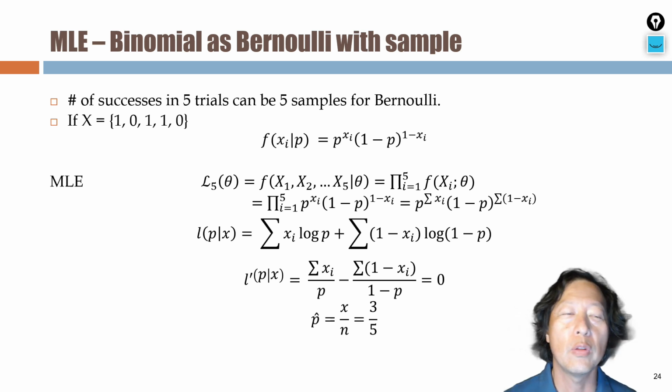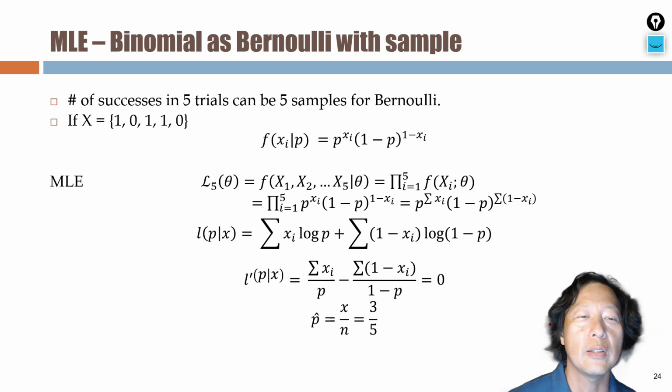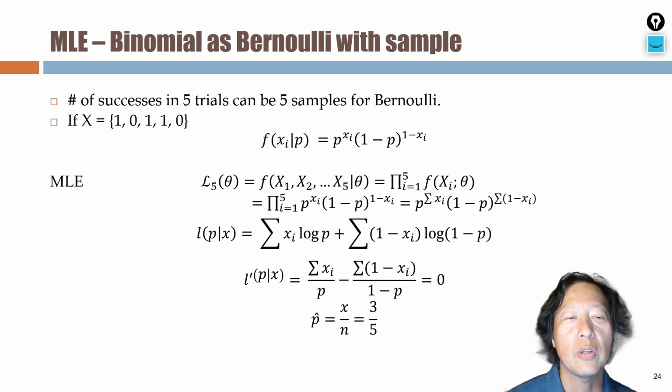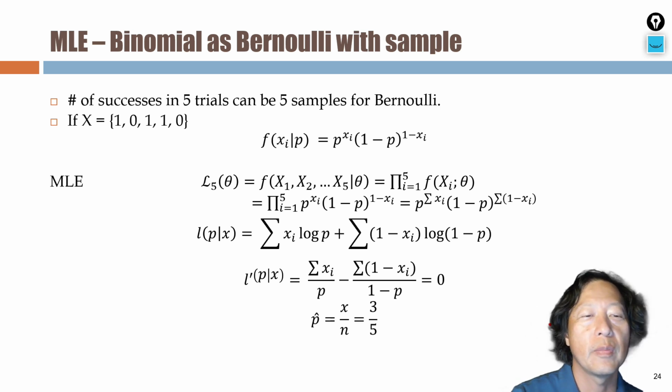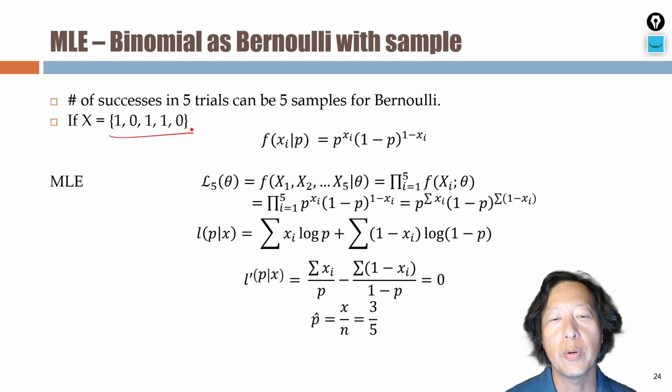But the binomial can have 1, 2, 3, 4, because when we try 5 times, the number of successes can be 2, 3, 4, or 5. However, Bernoulli just tries once, that's why it's either 0 or 1. Since each case is a Bernoulli, you can consider one binomial sample the same as multiple samples of Bernoulli. So in our case, the 3 successes out of 5 can be seen as 5 samples from the Bernoulli.